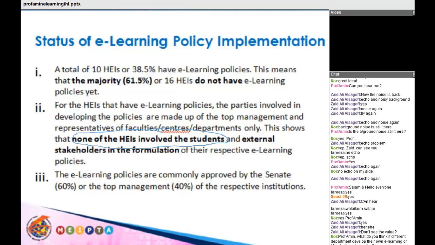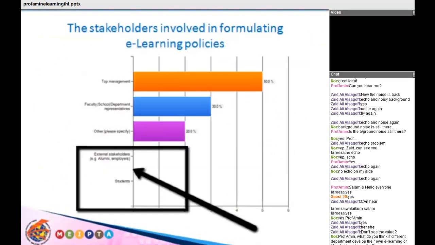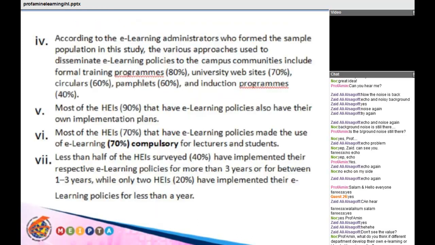Okay, let me move on to my next slide. Okay, so this is the data. Now, again, I think it's also good, when you're formulating the policy, to also get input from external stakeholders, the alumni, the industry, and so forth.